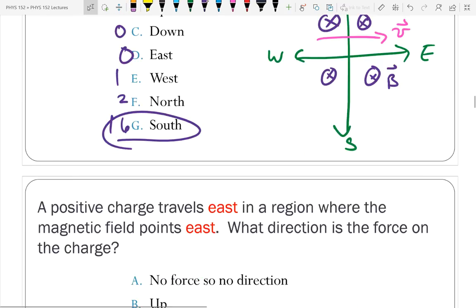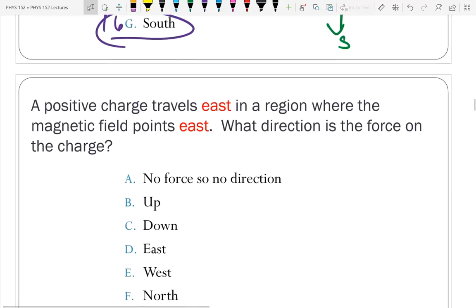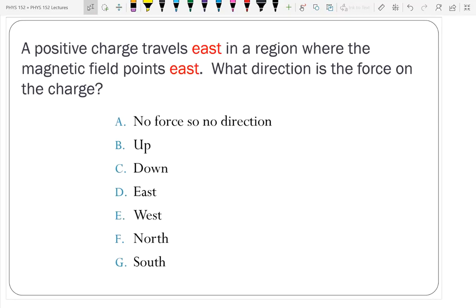Okay, now the last of our clicker questions. A positive charge travels east in a region where the magnetic field points east. What direction is the force on the charge?